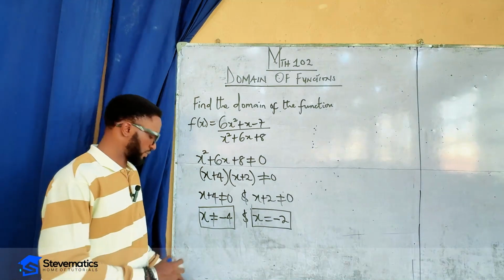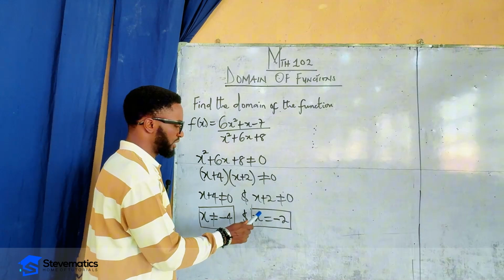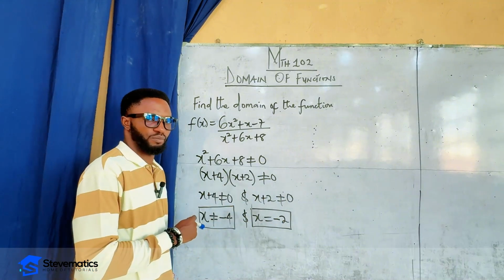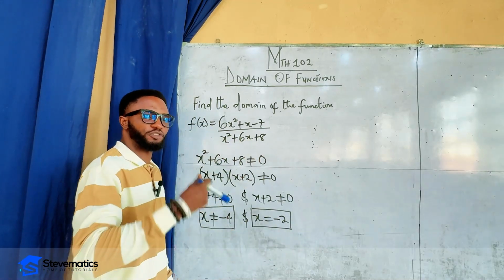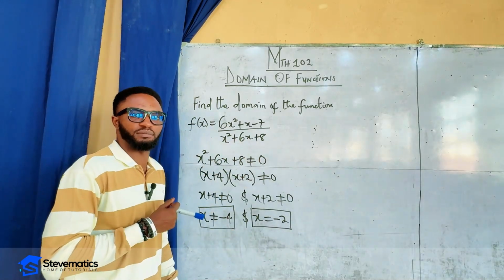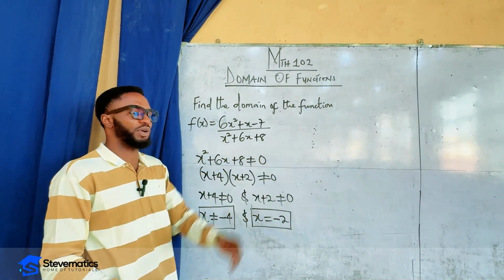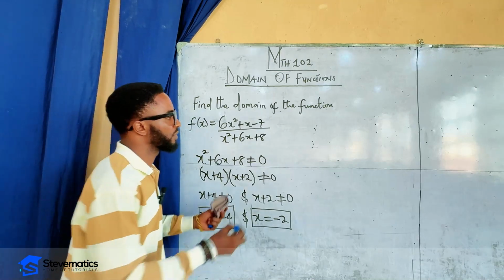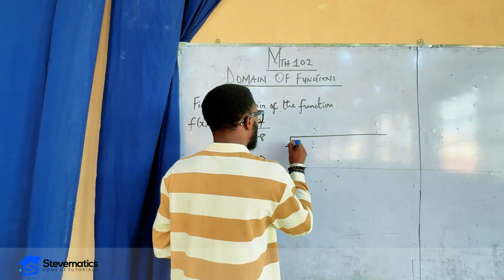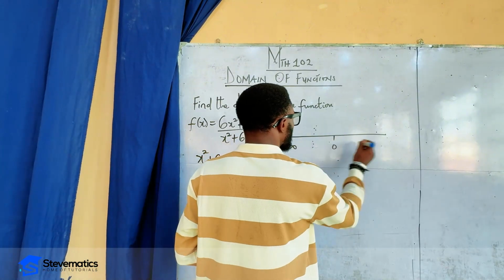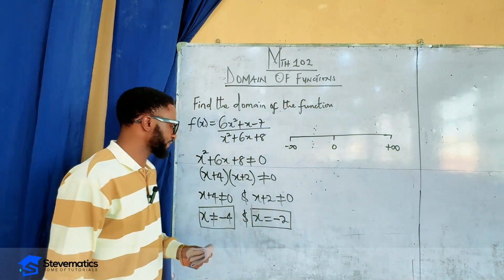Can you see this now? Bringing positive 4 to this side gives us negative 4. Bringing positive 2 to this side gives us negative 2. So these are the 2 points that must be excluded from our interval of domain. That's why it's always necessary you find this, then plot your answers on your number line system. Always make use of that. So the next thing, get your number line system: negative infinity, 0, and then positive infinity.